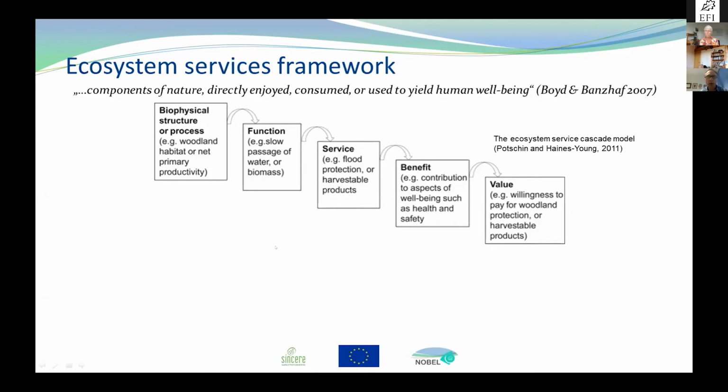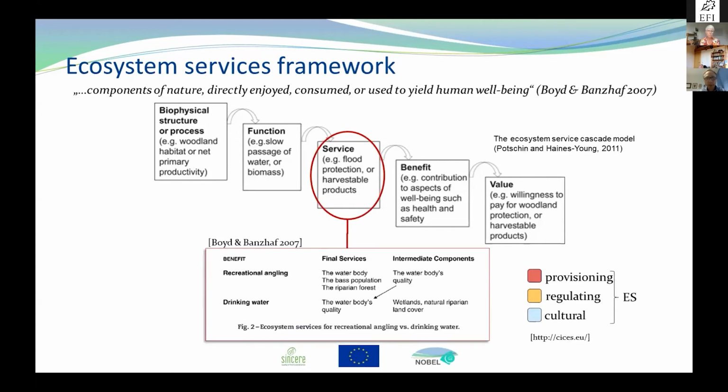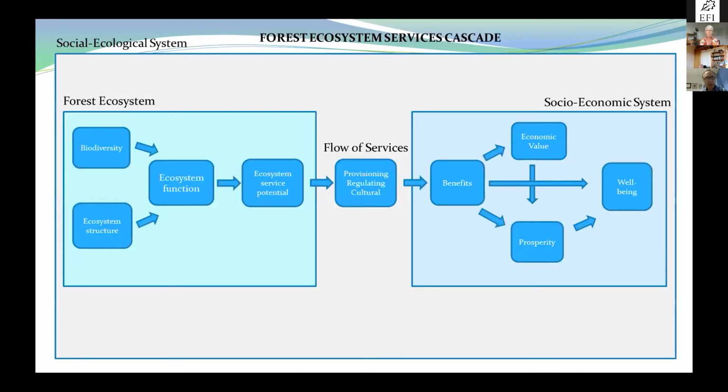So if we work out this framework a bit better, here you see the cascade again. We have the social ecological system, which has an ecosystem part and a socio-economic part to the right. In the forest ecosystem, you have the structure of biodiversity and ecosystem structure. It leads to function, to service potential, ultimately to a flow of services, which arrives in the socio-economic system, where it can create benefits, prosperity, and well-being. And in some cases, economic value is created, market value, which will facilitate prosperity and ultimately well-being.